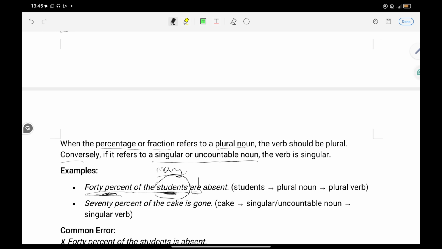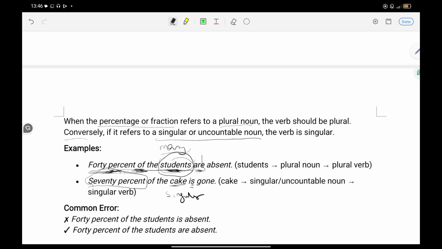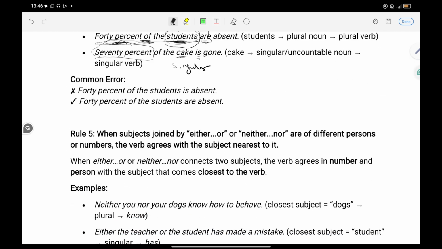Look at this one. 70% of the cake. You see, we still have a percentage here, but because the cake is singular, then the verb has to be singular as well. So take note of the difference. When the noun is plural when referring to the percentage or part of something, then the verb is plural. When the noun is singular, the verb is singular. Okay? So this is for percentage or fraction. Rule 5.